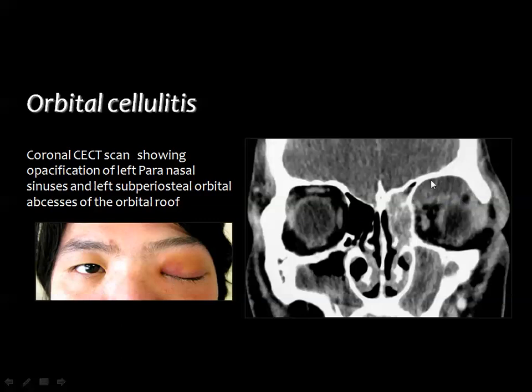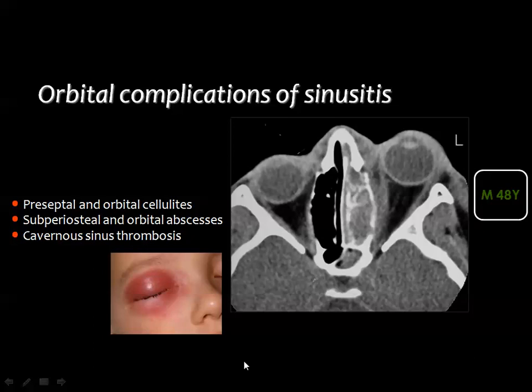You see a collection of pus which is marginally enhancing along the orbital roof, and you appreciate the ethmoidal sinusitis as well as the maxillary sinusitis. And this is a good example of orbital cellulitis secondary to ethmoid and sphenoid sinusitis. There is extension of the inflammatory process along the medial orbital wall, displacing the medial rectus laterally with inflammatory granulation tissue between the muscle and the ethmoids.